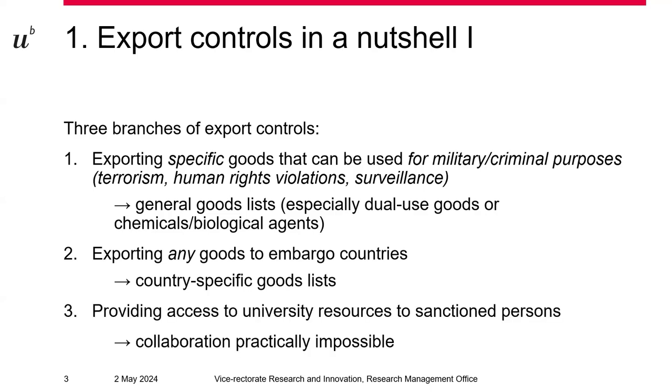The third branch concerns sanctions. Of course, you've also heard about that in the context of the Russian invasion in Ukraine. Here we have lists that contain mostly people or entities, so companies or organizations. And basically, you cannot provide any resources to these people who are listed on these lists. As a university, we surely cannot provide any university resources to listed sanctioned persons. And so this makes a research collaboration or also an employment or a guest visit practically impossible, because you would always have to provide certain university resources, be that lab space or access to a laptop or so.